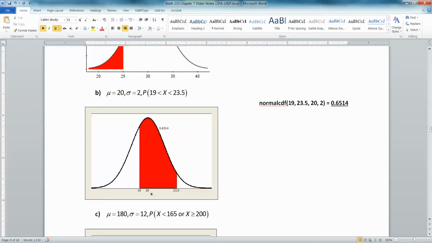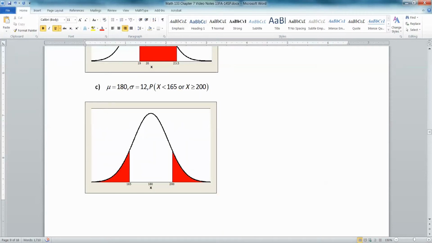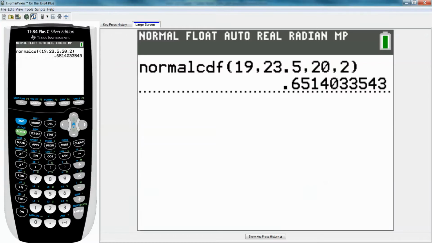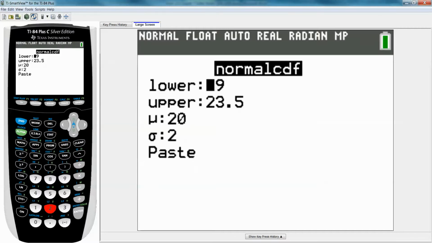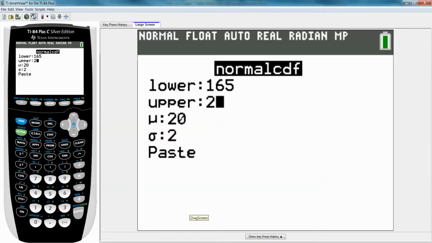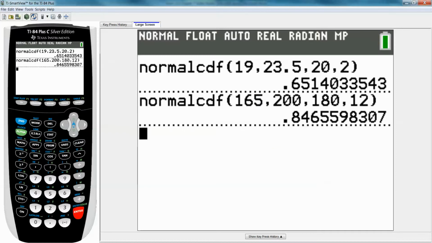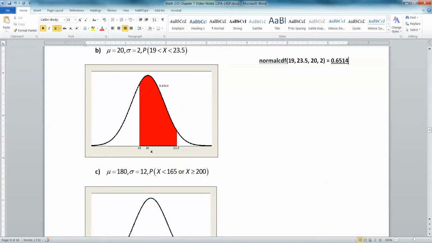All right, last but not least, what if we want to do this one? So I have the left tail over here, the right tail over here. I could find each one of them individually, but that'd be kind of a pain. What I could do is find the white gooey center in the middle, right? Like the Oreos. So I'm going to take normal CDF, and it's 165, comma, 200, and then the mean was 180 and 12. So 180 and 12, paste, enter. 0.8466.